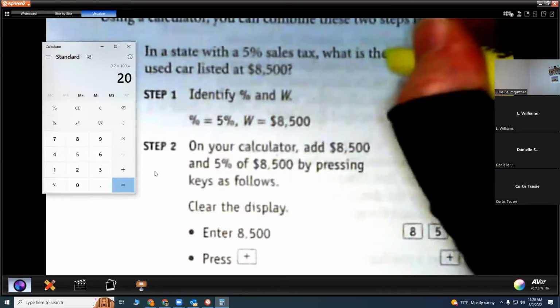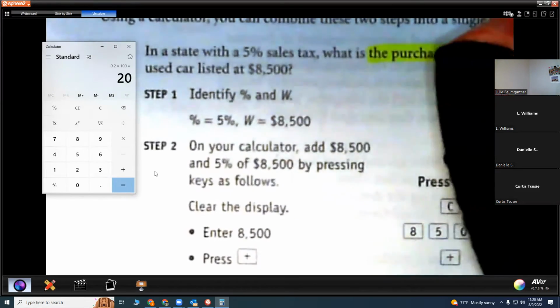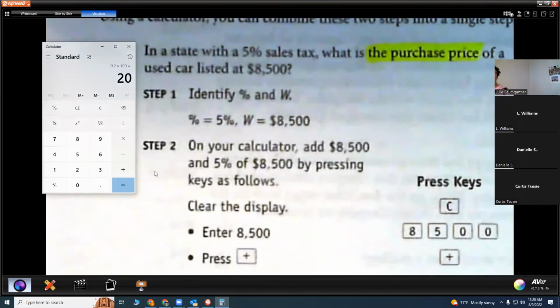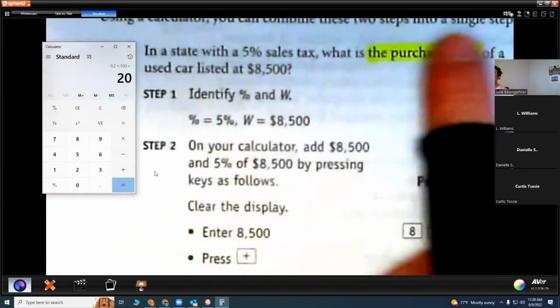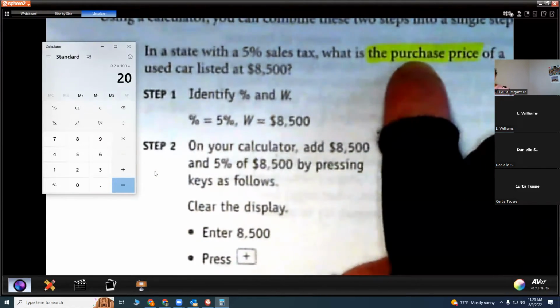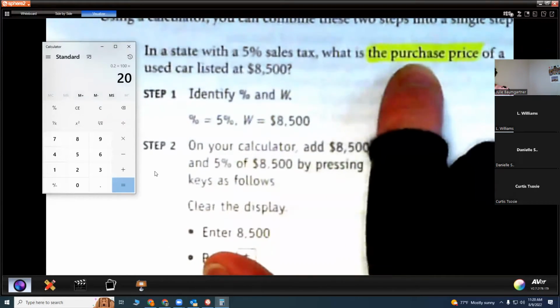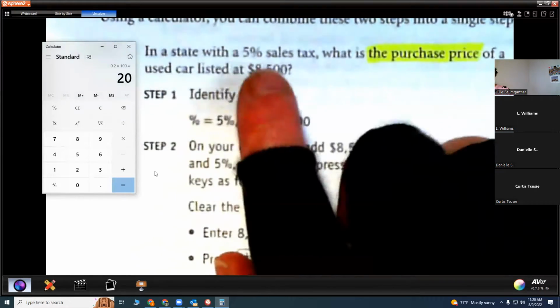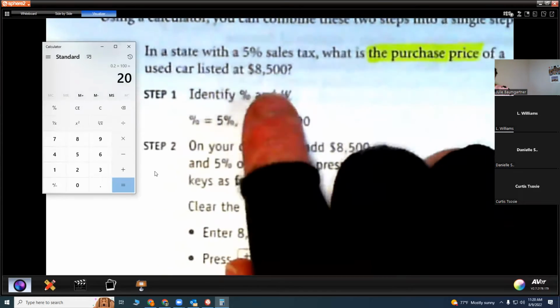Right, the grand total or the purchase price. So what would that consist of? What 2 pieces would you need? What information would you need to calculate the purchase price or the grand total? Okay, and what would that give us?